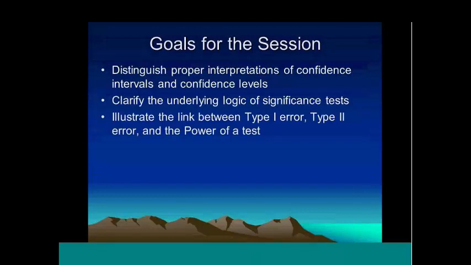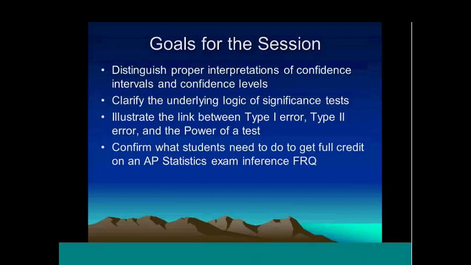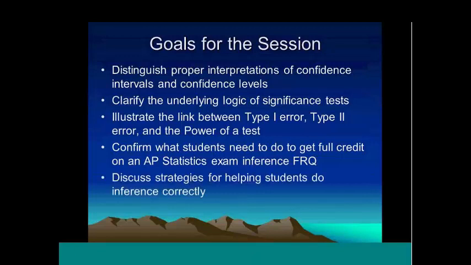I want to illustrate the link between type 1 error, type 2 error, and the power of a test using an applet. I'd like to try to confirm what students need to do in order to get full credit on an AP statistics exam free-response question relating to inference, whether it's a confidence interval or a test. And maybe talk about some specific strategies for helping students do inference correctly.